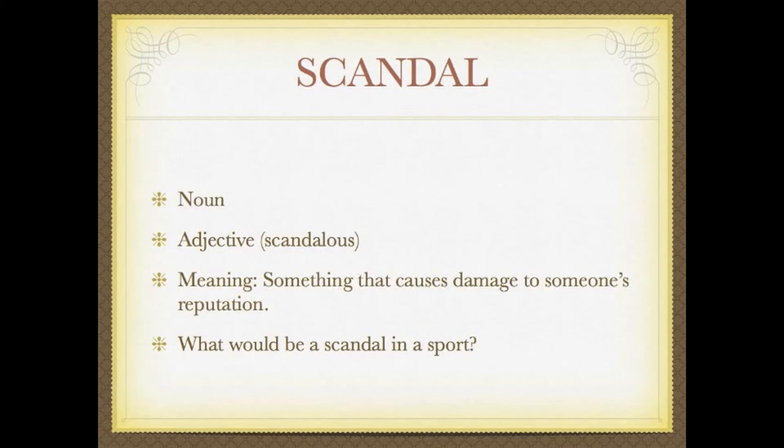The next word on our list is scandal, which also ends in an AL, but don't be fooled, this word is a noun or person, place, thing, or idea. If you wanted to use the word scandal as an adjective, you need to add OUS to the end to have the word scandalous. The meaning of scandal is something that causes damage to someone's reputation. If I wanted to use the word scandal in a sentence, I could say, when someone is involved in a scandal, they usually feel embarrassed. What would be a scandal in a sport? Write your idea on your vocab sheet.